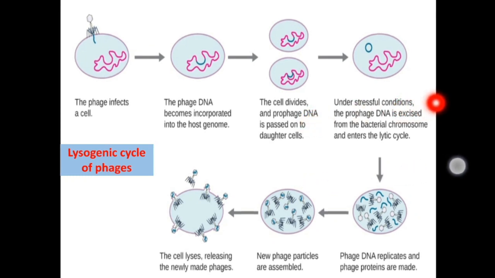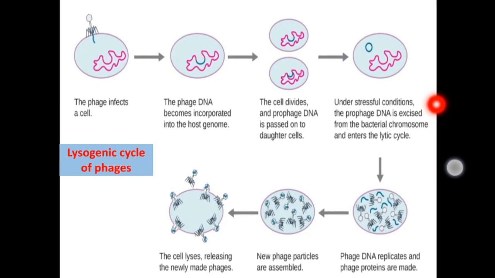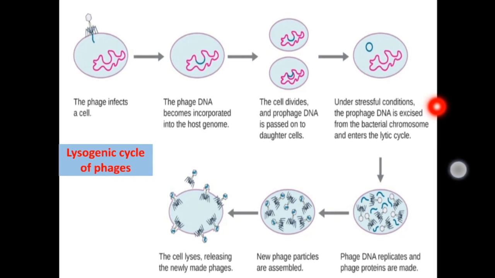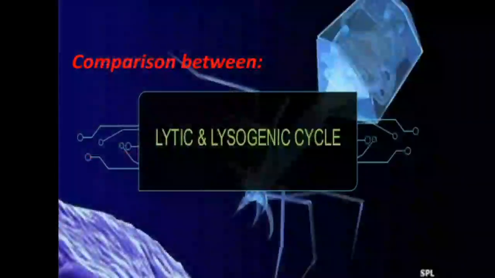If a bacterium that contains prophage is exposed to stressful conditions like ultraviolet light, low nutrients, or chemical substances like mitomycin C, the prophage DNA is excised from the bacterial chromosome and enters the lytic cycle.